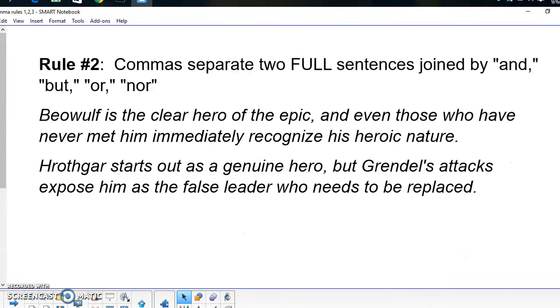Okay, rule number 2, comma separating two full sentences joined by and, but, or nor. The key thing here is that they are full sentences. You could have a sentence with an and in it or a but in it or nor, but that doesn't mean you're going to use a comma.